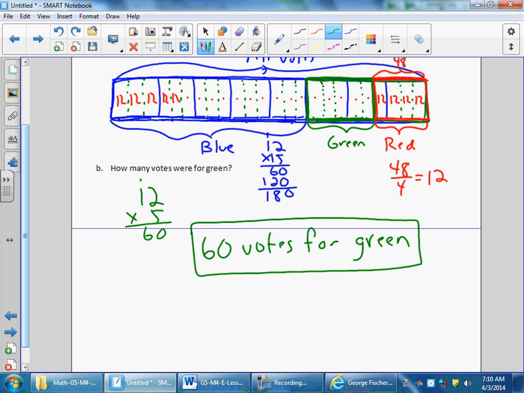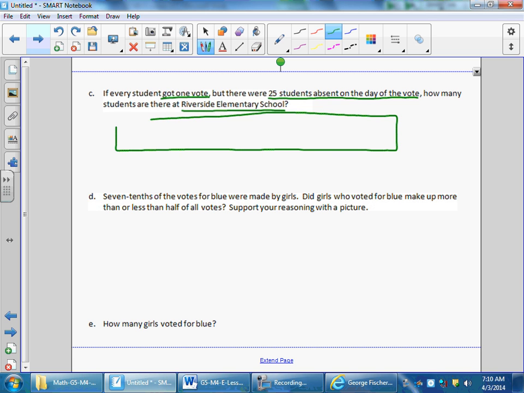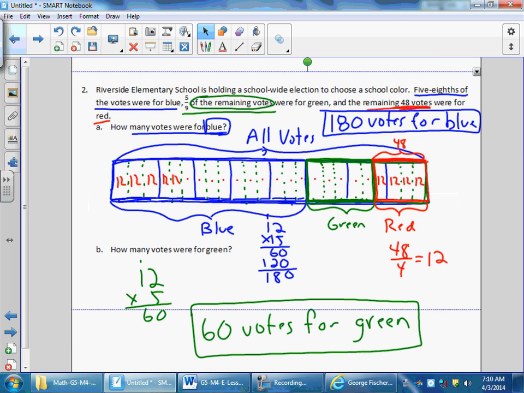Okay, moving on to C. If every student got one vote, but there were 25 absent on the day of the vote, how many students are there at Riverside Elementary School? Now some of us might not need tape for this, but I'm going to. And I'm going to go back to my information to see how many kids voted.